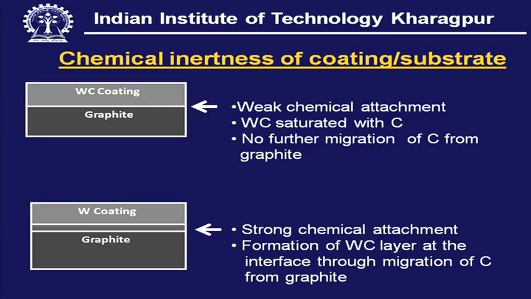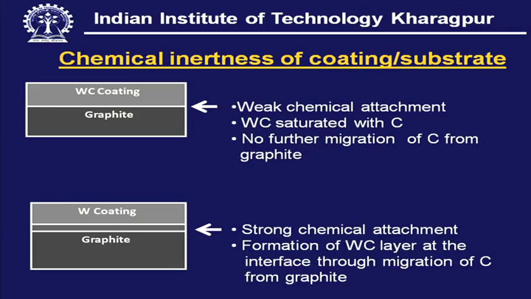Let us look at what is meant by chemical inertness of the coating substrate interface. Say, for example, graphite is the substrate and we would like to have a deposition of tungsten carbide coating. If we deposit this tungsten carbide coating as an overlay coating, then we may not expect very good adhesion at that interface. The reason is that tungsten carbide is already saturated with carbon and there will not be any further carbon migration from graphite. So, chances are remote, and the result is that the tungsten carbide which comes in the form of a coating may deposit just like a mechanical layer and there is no chemical attachment.